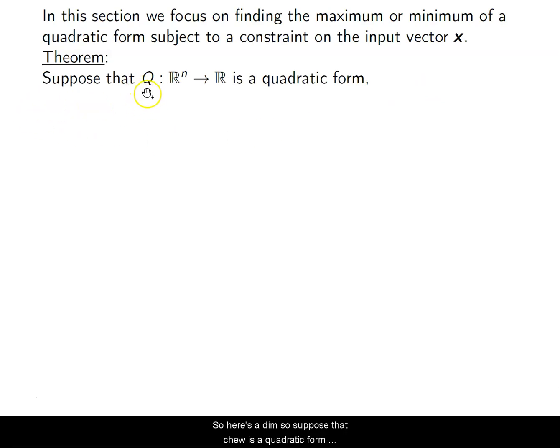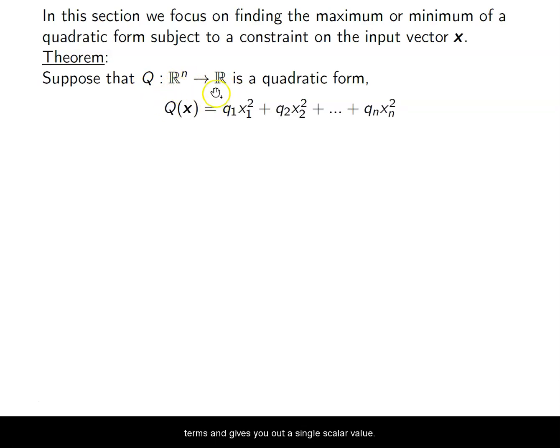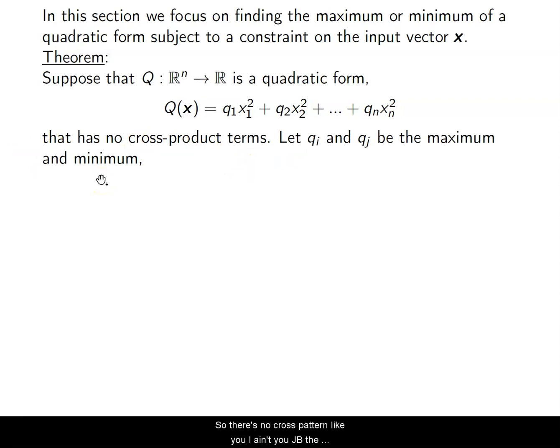So suppose that Q is a quadratic form that takes Rn and gives you out R. Okay, so it takes n terms and gives you out a single scalar value, right? And let's say it has the form Q of x is Q1 times x1 squared, some coefficient times x2 squared, and so forth and so forth. So if you notice, there are no cross product terms here, right? It's just the different elements of my vector x, each being squared, right? So again, this was the nice form for us because we're able to do a lot more work. It's a little bit cleaner, right? So there's no cross product terms.